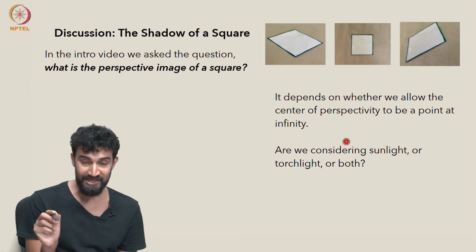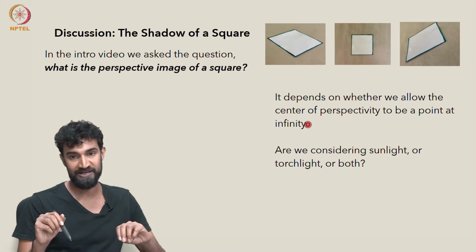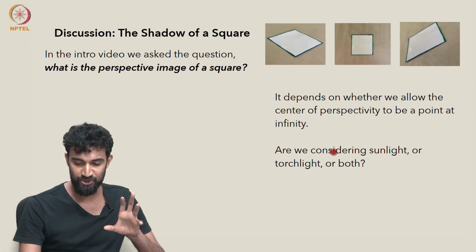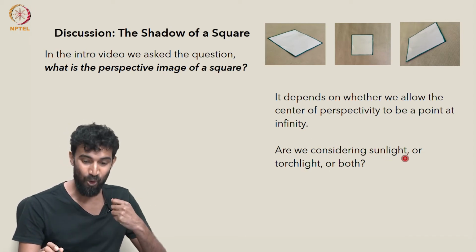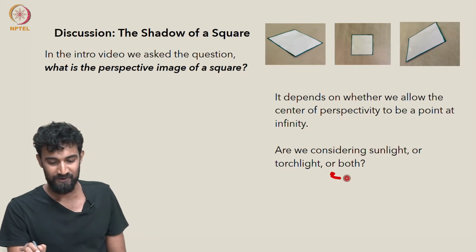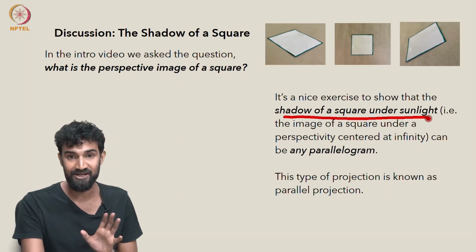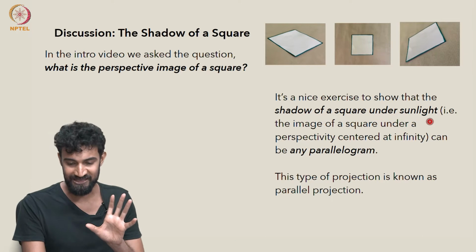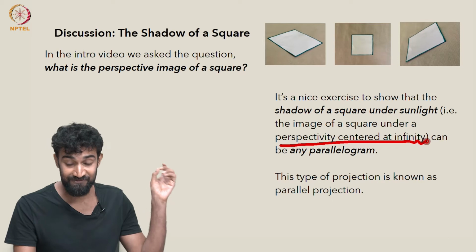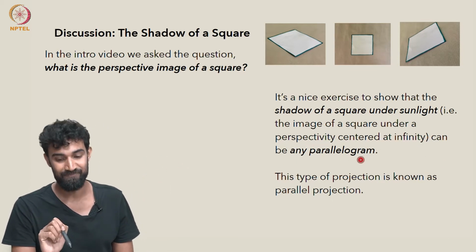Well, the answer to that actually also depends on whether we allow the center of perspectivity to be a point at infinity. In other words, are we considering sunlight, or are we considering torchlight, or are we considering both? So it's a nice exercise to show that the shadow of a square under sunlight, in other words, the image of a square under a perspectivity whose center is infinitely far away, can actually be any parallelogram.